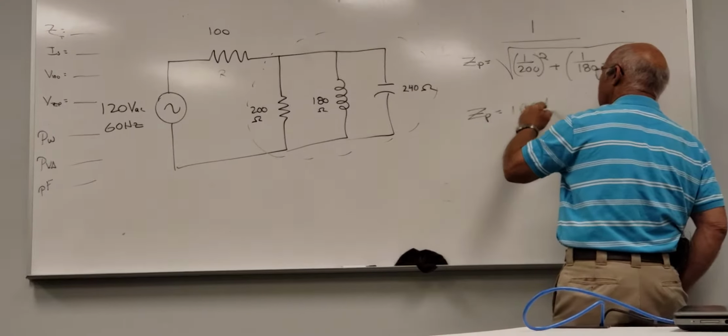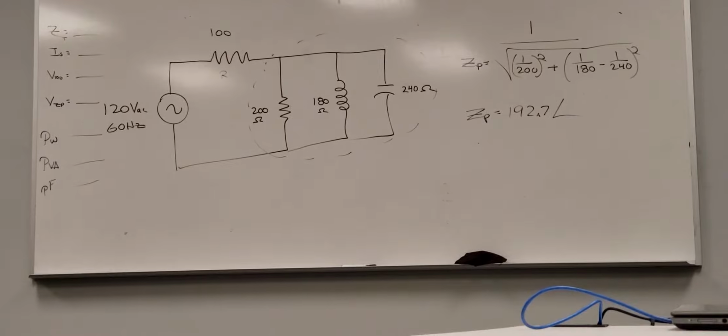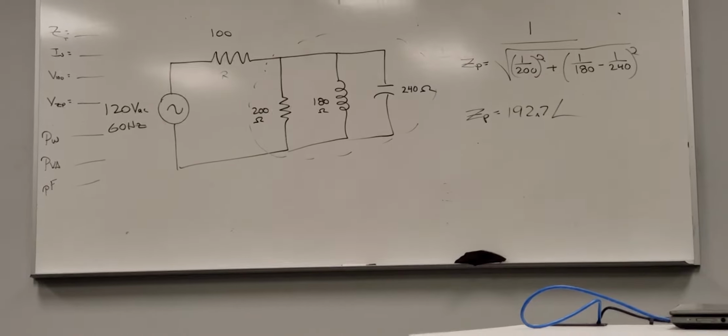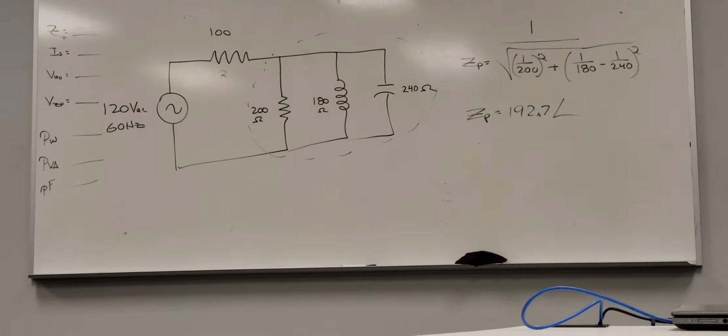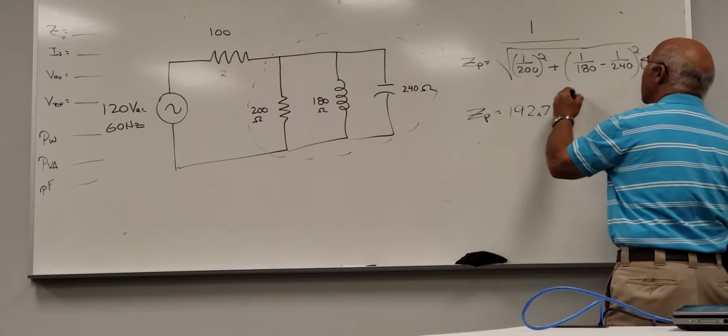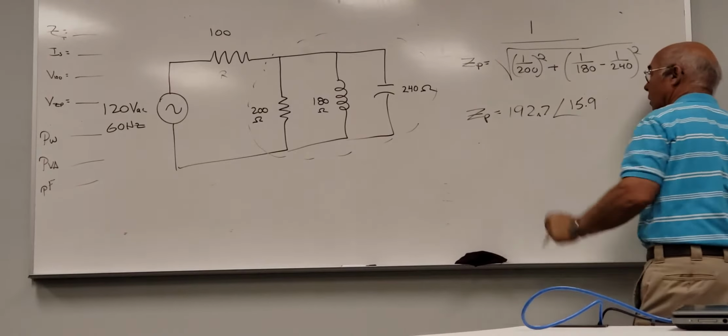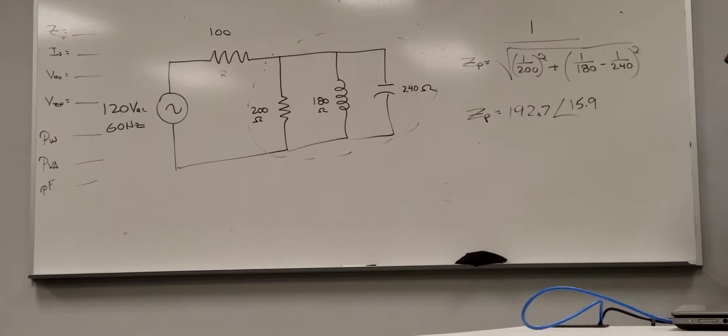And the angle I got was 15.9. That's where I read it from, the book. Yeah. Alright. How'd you get 15.9? How do you get the angle from that? I got 41.987. I don't know.